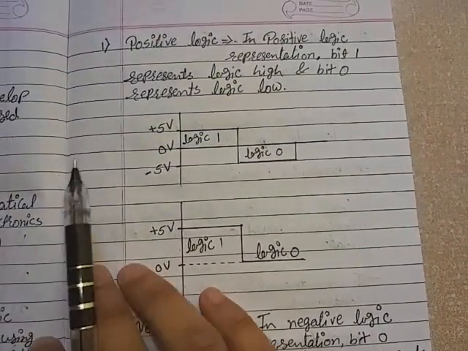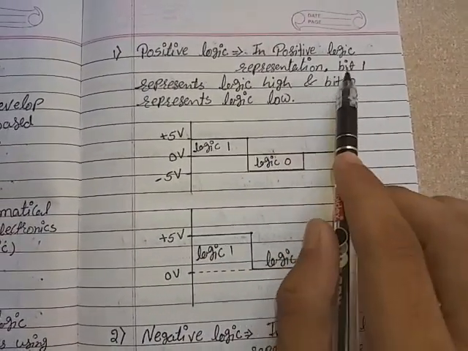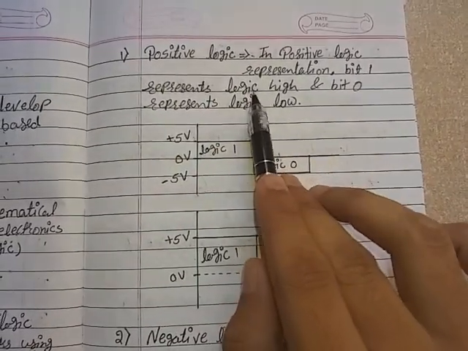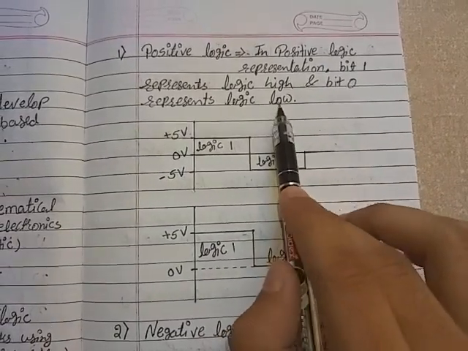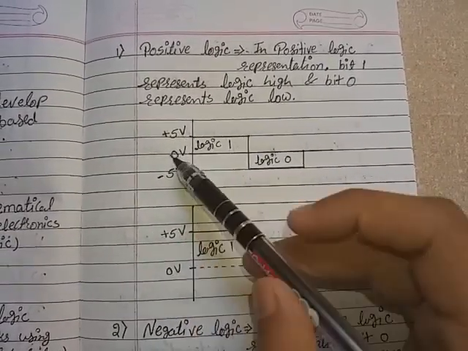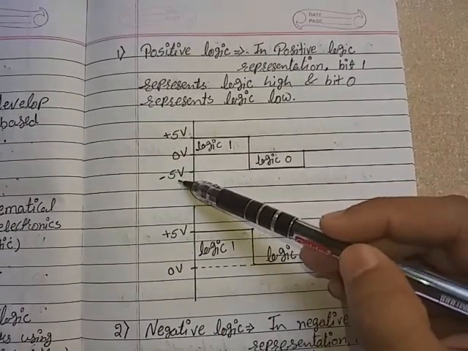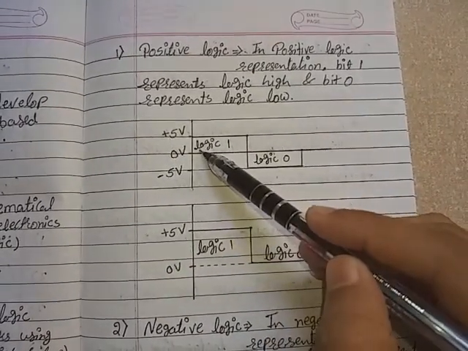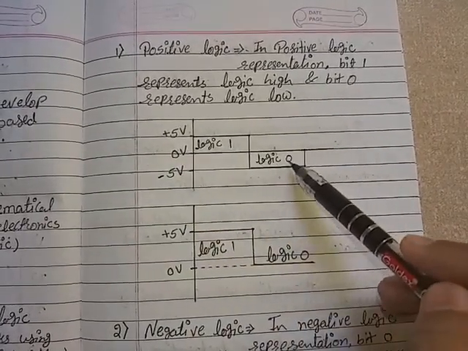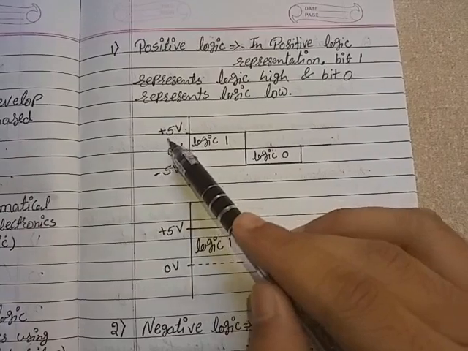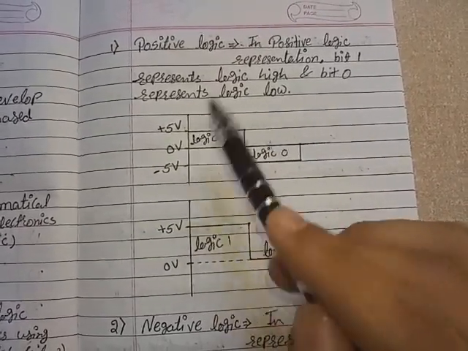Now, what is positive logic? In positive logic representation, bit 1 represents logic high and bit 0 represents logic low. Let's see an example. Suppose we have three voltage levels, plus 5 volt, 0 volt and minus 5 volt. Then plus 5 volt is denoted by logic 1 while minus 5 volt is denoted by logic 0, because plus 5 volt is high value as compared to minus 5 volt.